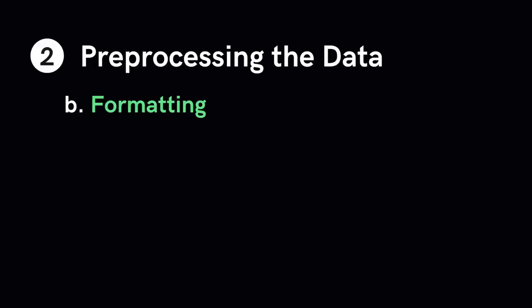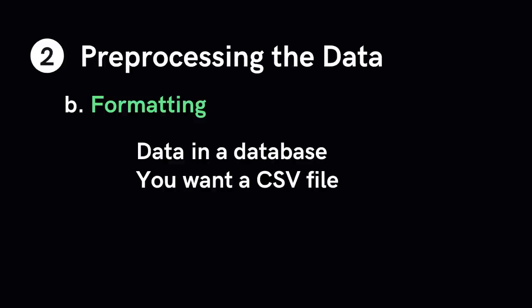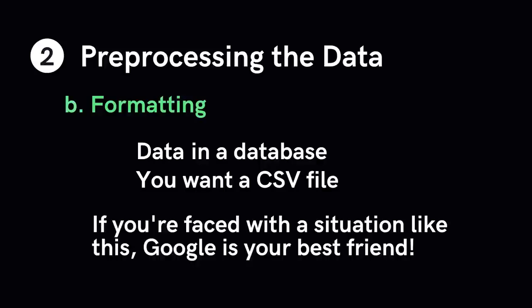The second method that we have in pre-processing is formatting. The dataset that you've picked might not be in the right format that you like. For example, the data might be in the form of a database, but you'd like it as a CSV file, or vice versa. Of course, there are a couple of ways to do this, and you can Google them if you'd like.